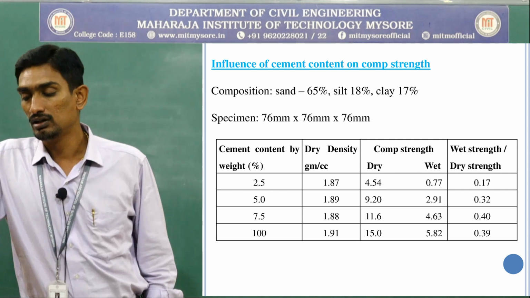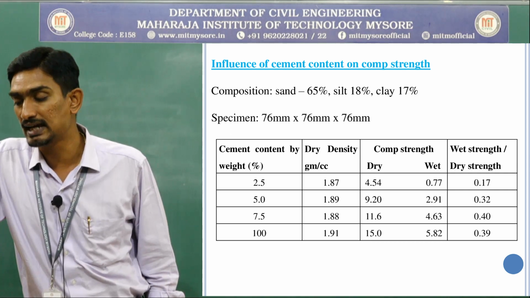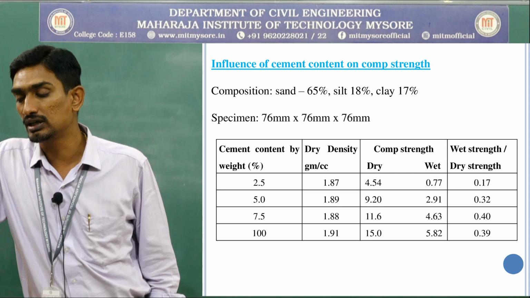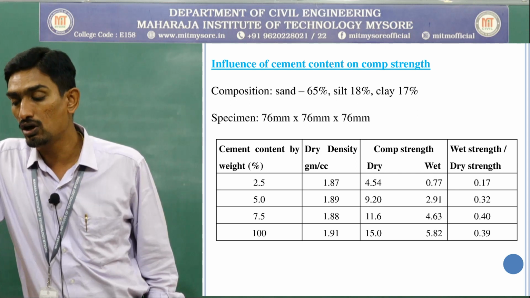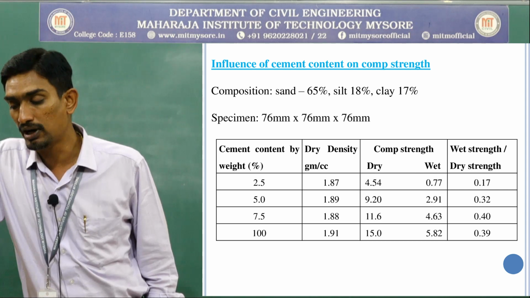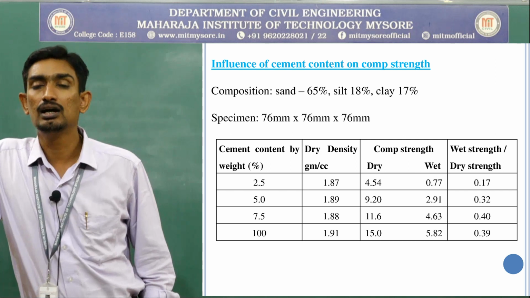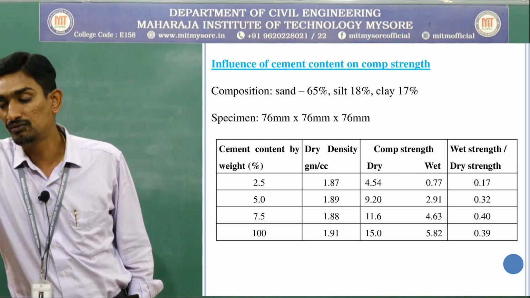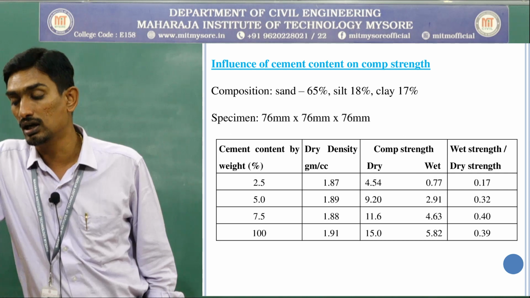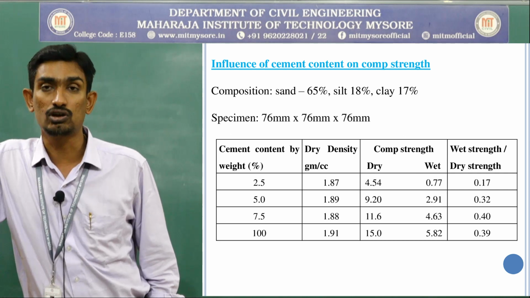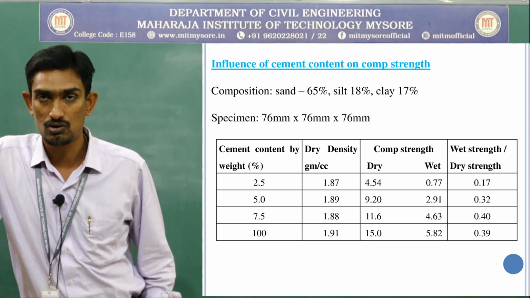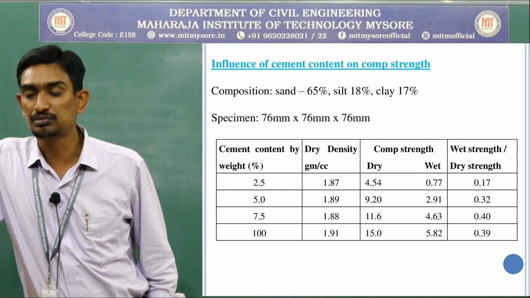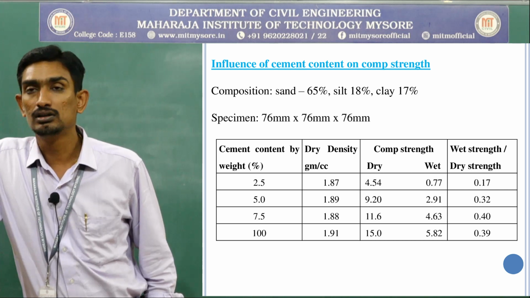You can see 2.5% cement content is added. You can see the compressive strength achieved is 4.54, 5, 9.20, 7.5, 11.6, 10%, 15 MPa. That means 15 MPa we can achieve by replacing the soil with 10% cement. So 2.5, 5, 7.5 and 10%. By replacing this percentage, we can achieve the compressive strength.